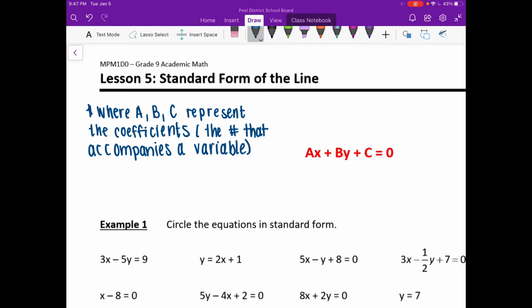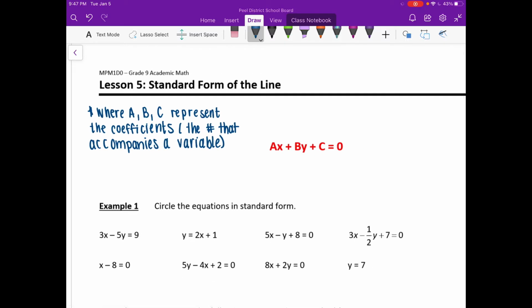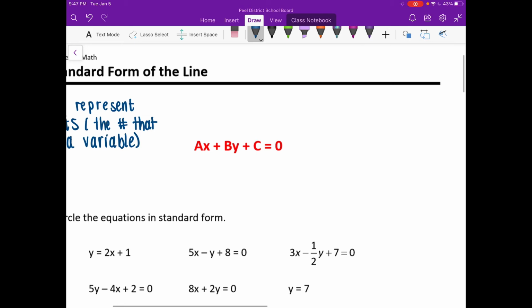Okay, so that's what standard form of a line is. I want you to notice a few things about this. The first thing I want you to notice is, right off the bat, A is always positive. So a few rules for standard form of the line: A is always positive.